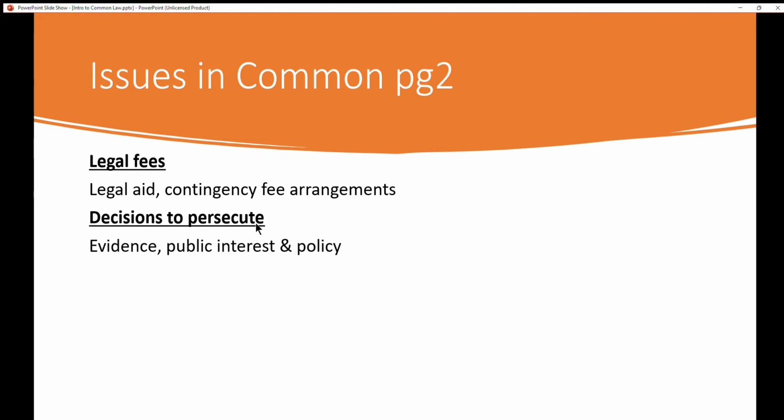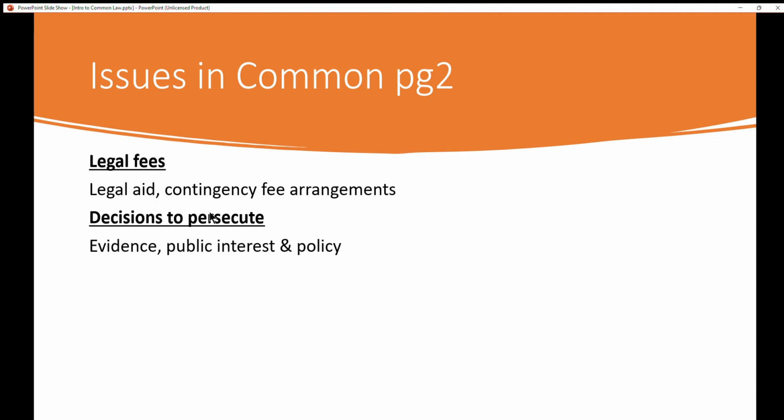So, decisions to prosecute. Normally the public prosecutor in a criminal case will base it on evidence, public interest and policy to decide. Of course the victim will say, you must prosecute him, but too bad the victim cannot decide whether to prosecute or not. Only the public prosecutor will decide based on all these three things. Alright.